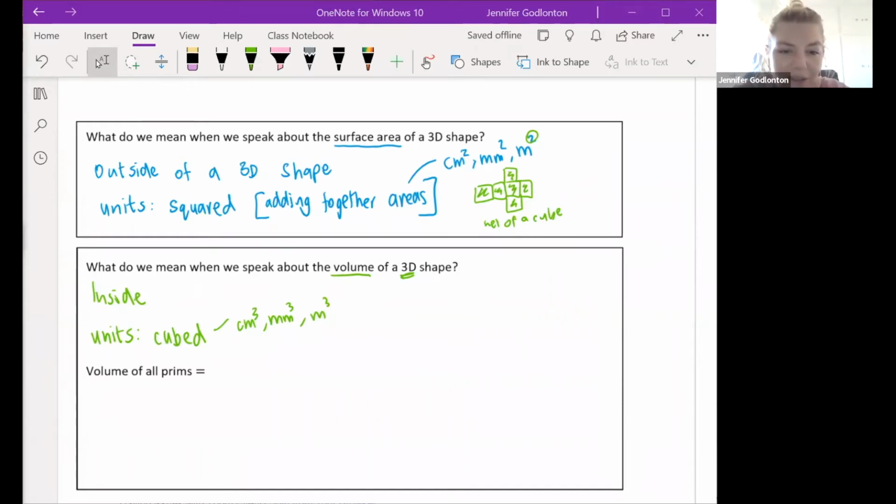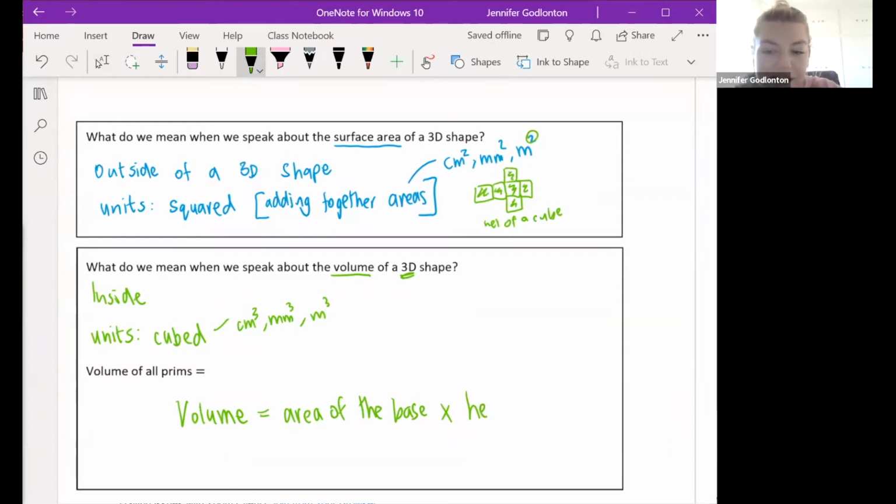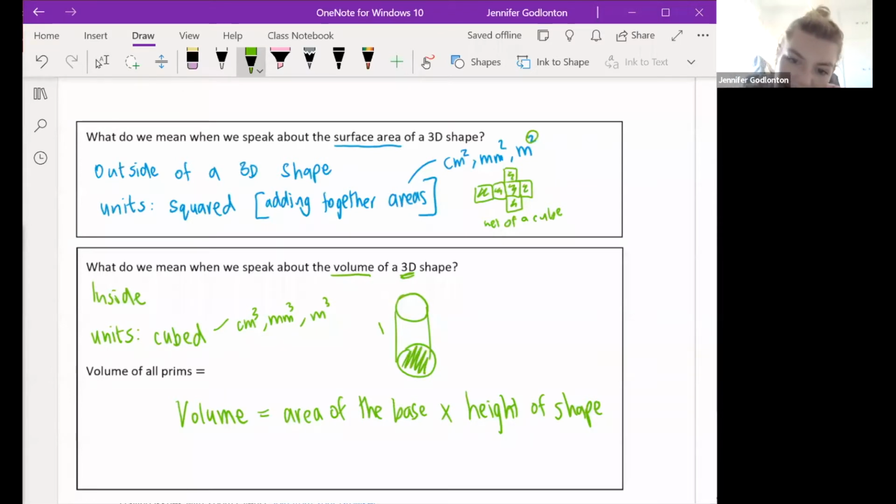So the volume of any prism is the area of the base times the height of the shape. If we can figure out the area of our base, and we can see the height of our shape, we can figure out the volume of any shape we want to look at. For example, if we had a cylinder, let's quickly draw a cylinder. This would be my base, and this would be my height. If we can work out the area of that base, we can times it by our height.